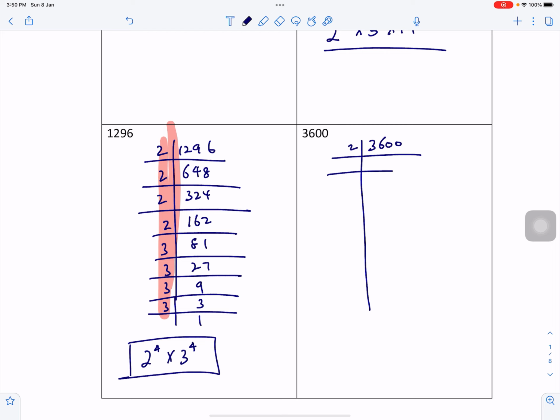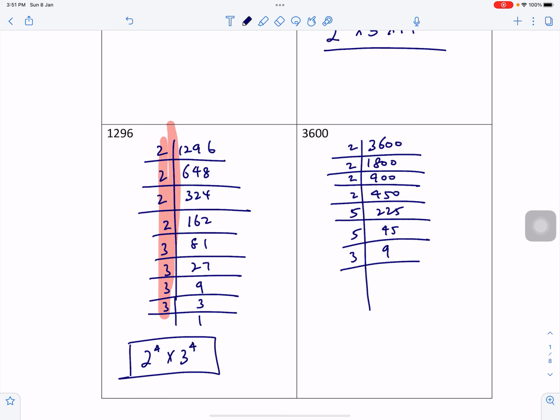3600, you divide by 2. If I'm writing too fast, you can slow down the video. The good thing about it is that you can do it at your own pace. If you find that it's too slow, you can just forward the video. The index notation of 3600 is 2 to the power of 4 multiplied by 3 to the power of 2 multiplied by 5 to the power of 2.